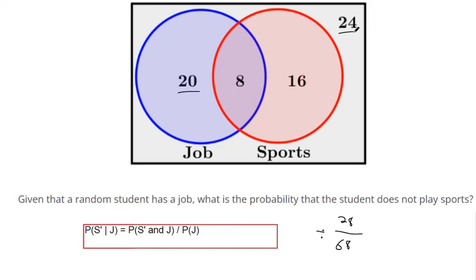So this is S prime. J is this blue circle. Where they intersect is right here. So there's 20 people that meet that criteria. There's 20 people that are S prime and J.